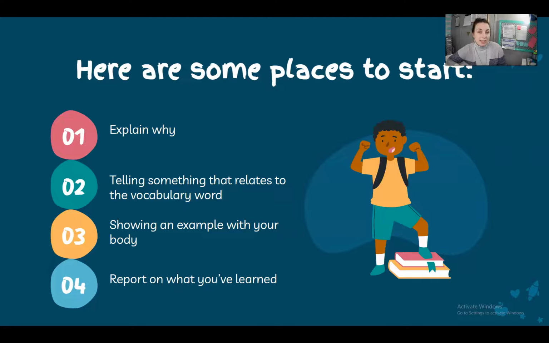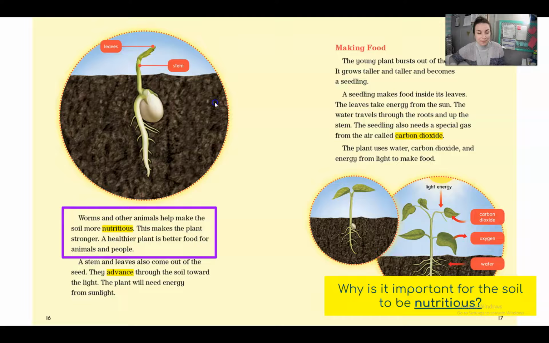So here are some places that you can start instead of just looking at context clues. Have the student explain why. Have the student tell something that relates to the vocabulary word. Have students show an example with their body. Or have students report on what they've learned from the text. So the next 4 slides are examples of each of these.